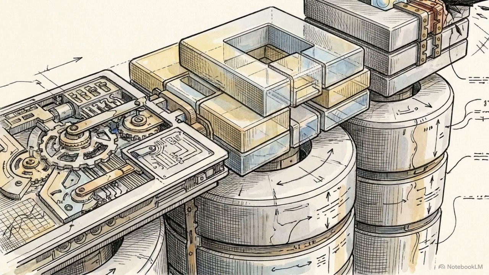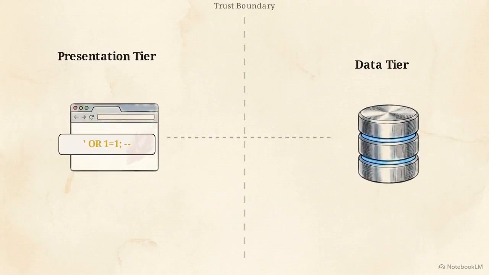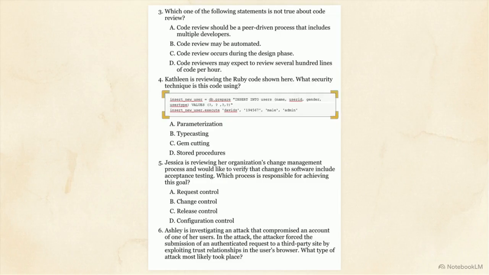That same failure of separation causes even more damage deeper in the architecture, at the boundary between the application and the database. If an attacker can inject their own SQL logic into an input field, they can manipulate the backend database to bypass authorization checks entirely or extract sensitive records. To prevent this, developers use structures like this Ruby code snippet.